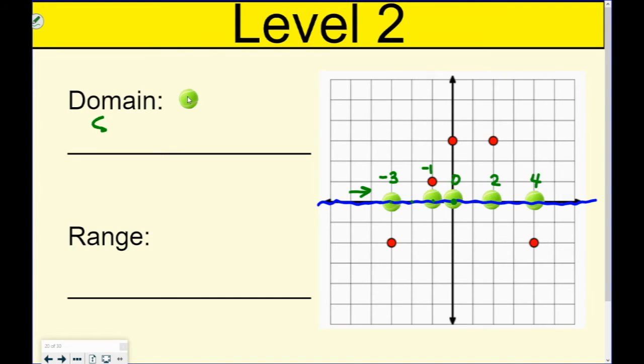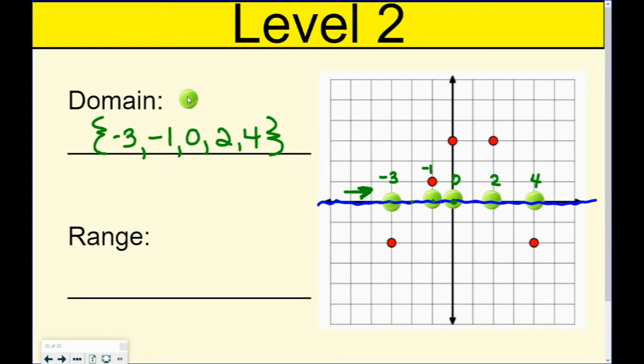So now I can just go along and put them in order from left to right. -3, -1, 0, 2, and 4. There is my domain.